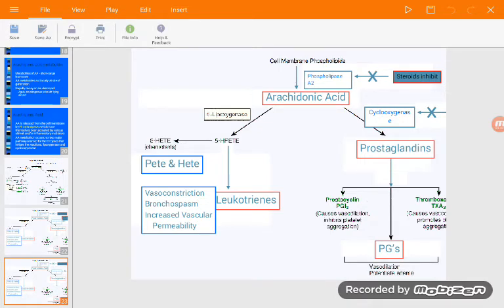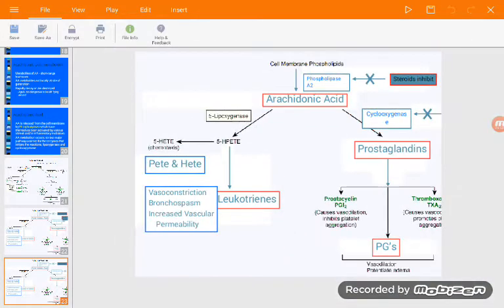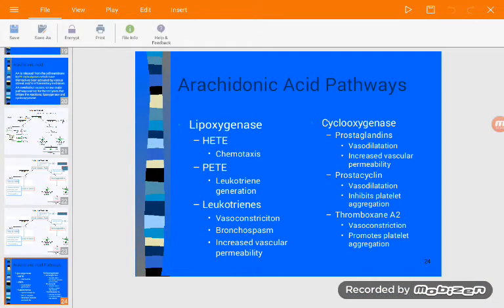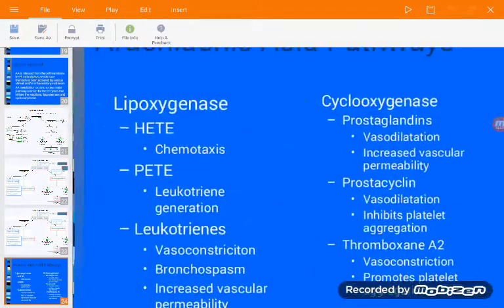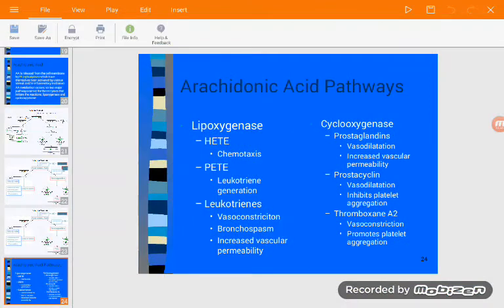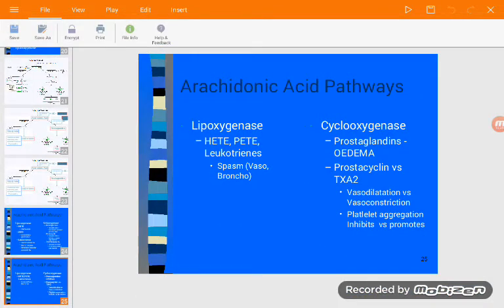Also again, phospholipid, by the action of phospholipase A2, gives us arachidonic acid. Arachidonic acid will give prostaglandin by the action of cyclooxygenase, or leukotrienes by the action of lipoxygenase enzyme. In this arachidonic acid pathway, lipoxygenase gives us hydroxyeicosanoids or peroxyhydroxyeicosanoids, which lead to formation of leukotrienes. And cyclooxygenase activation will lead to prostaglandins and prostacyclins. Lipoxygenase gives us leukotrienes, cyclooxygenase gives us mainly prostaglandins.